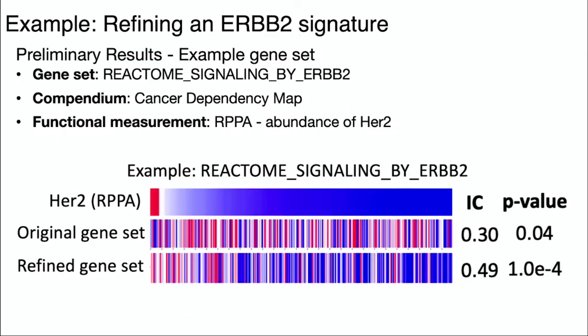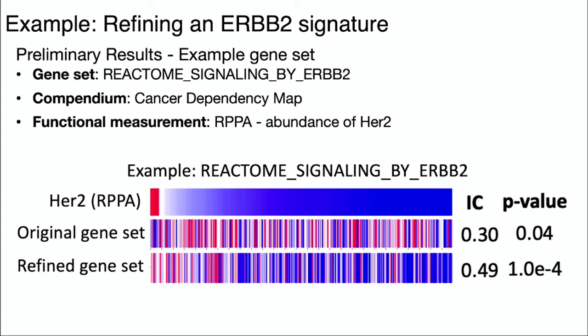For an example of this method, we will return to the Reactome signaling by ERBB2 gene set. We use the RPPA abundance of HER2 as the target phenotype. The top rows of this heat map are the same as on the previous slide, showing a low association between the gene set and the HER2 protein abundance. The bottom row shows the enrichment scores for the same samples, but with the refined gene set. This refinement process has extracted a component of the original gene set whose members' coordinate regulation is a more sensitive and specific indicator of the HER2 signaling phenotype.